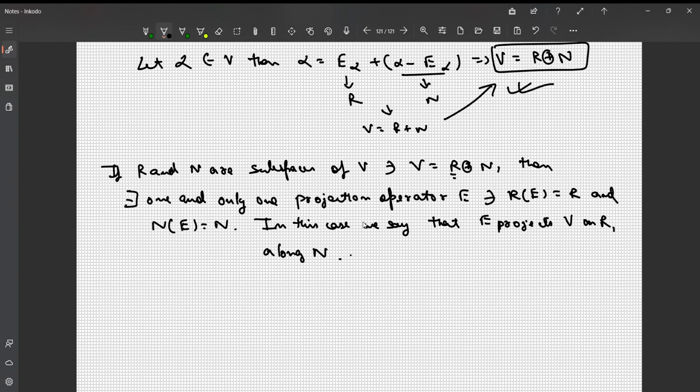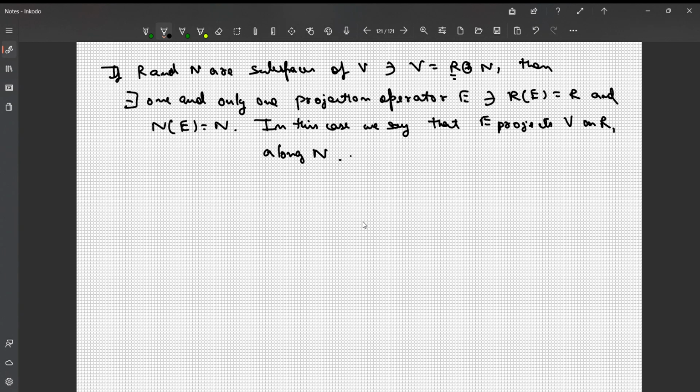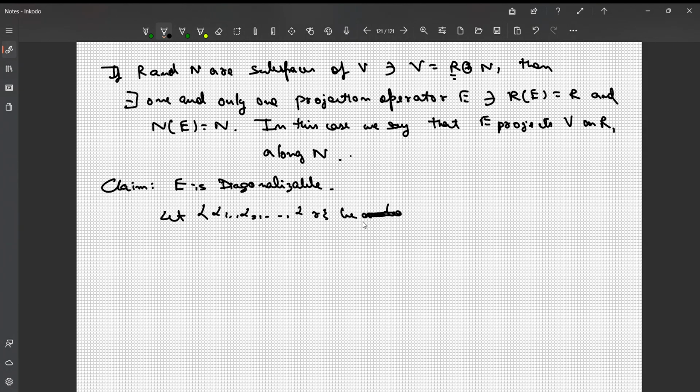Okay. One more observation we can bring up from here is, what can we say about the matrix of E? Then E is typically diagonalizable. Okay. So claim that E is diagonalizable, and that is very obvious to notice. Why? Because suppose you choose a basis for R. Let alpha 1, alpha 2 till alpha r be an ordered basis. We should use the term ordered basis.